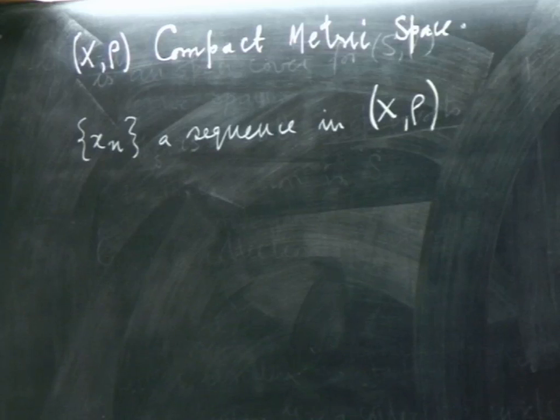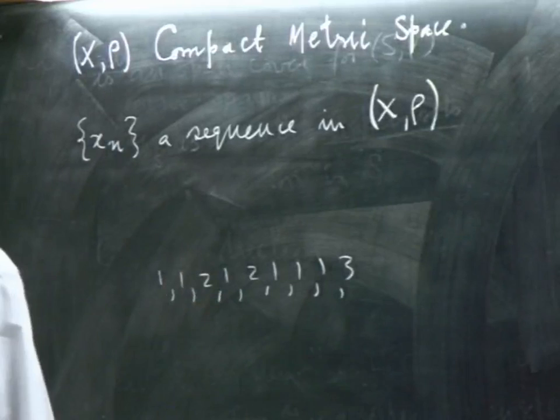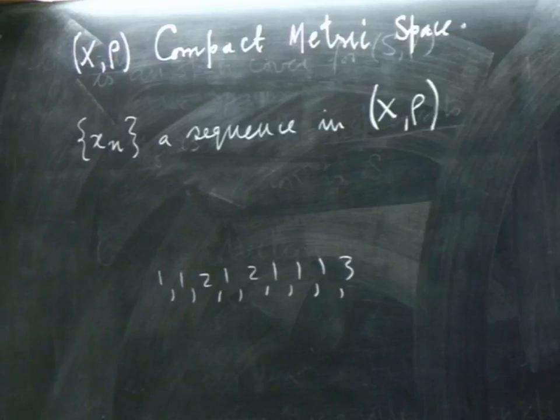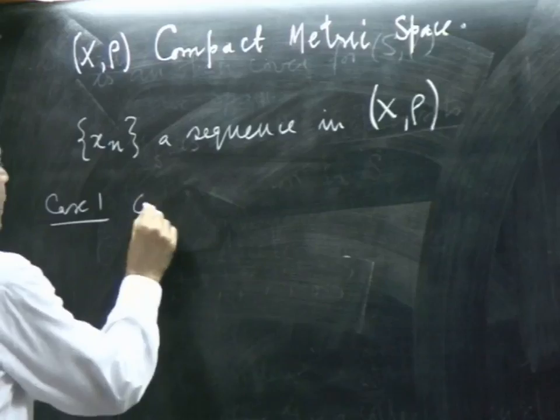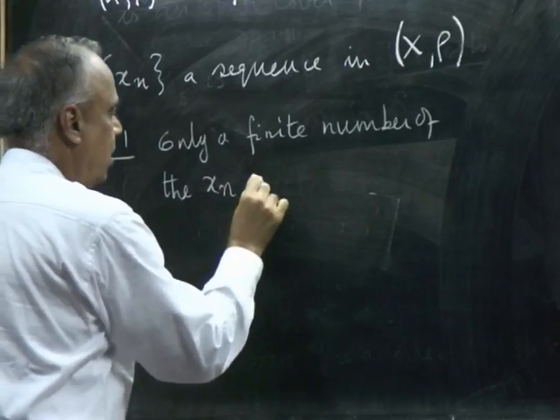When I take a sequence, I am not saying all the terms are different. I may have 1, again repeating 1, again repeat 1, then bring 2, then again put back 1. So, a sequence may look like this in real numbers also: 1, 1, 2, 1, 2, 1, 1, 1, 3, like that. This is also a sequence. When I have a sequence, it may happen that only a finite number of them are distinct, the same thing goes on repeating, or an infinite number of them are distinct. So, let us distinguish the two cases. Okay. The simpler case is case 1, only a finite number of the x_n are distinct.